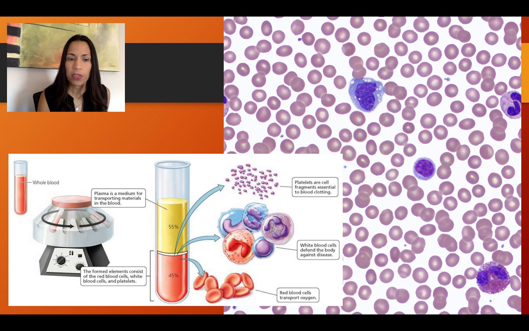involved in clotting. So in the next videos, what we're going to do is describe the functions of each of these groups of cells. Okay?